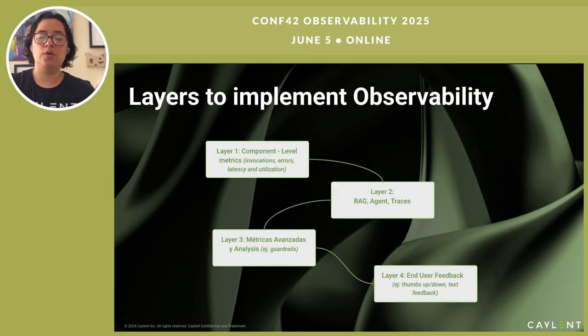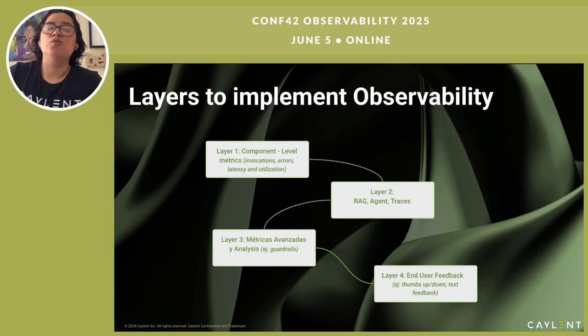Okay, so what do we need to follow to actually implement observability? We need to have these four layers in place. One, the component level. You need to have metrics in your infrastructure: invocations, errors, latency, utilization. To identify whether you have a performance issue, you should know how your resources are performing. So you need these metrics.